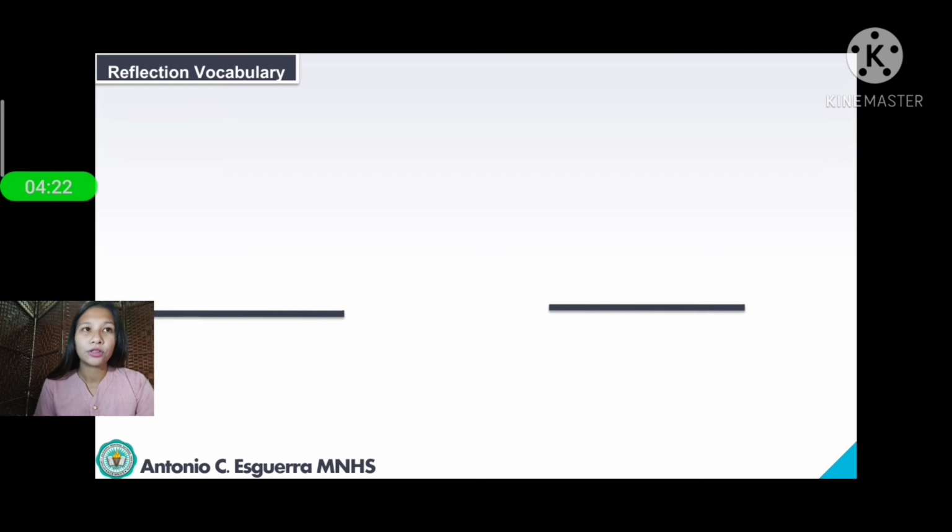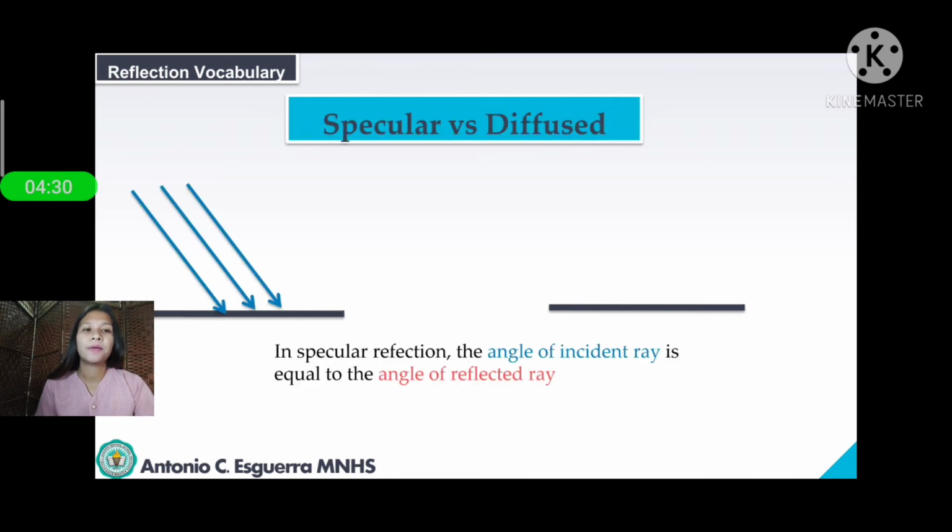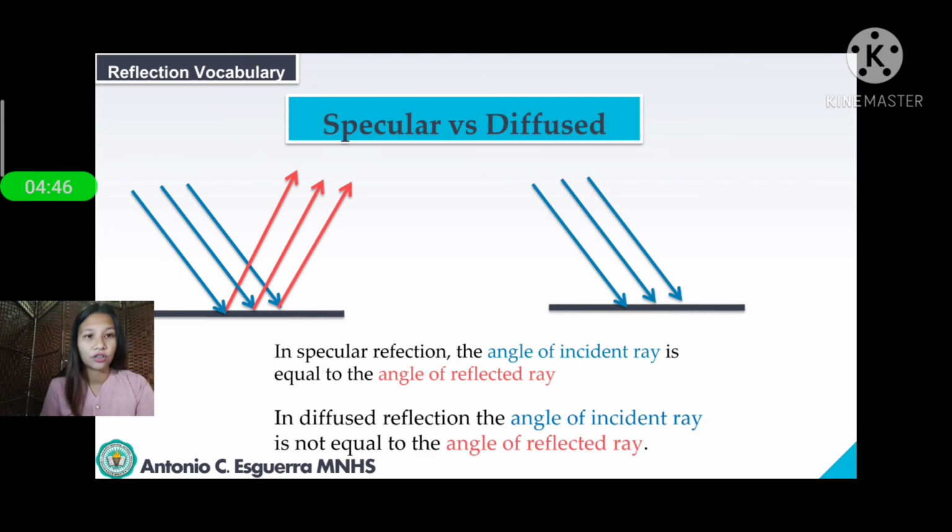Let's take a closer look at specular and diffuse reflection. In specular reflection, the angle of the incident ray is equal to the angle of the reflected ray. That's why it will give you a clear image of an object. While in diffuse reflection, the angle of the incident ray is not equal to the angle of the reflected ray. That's why it will give you a blurry image.